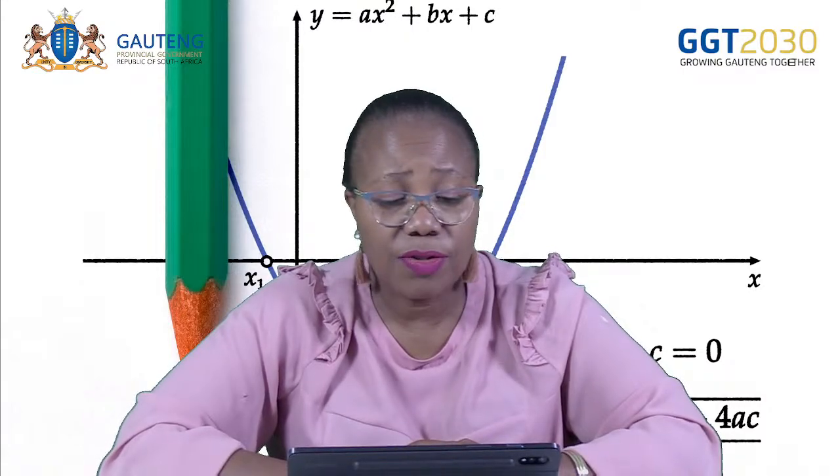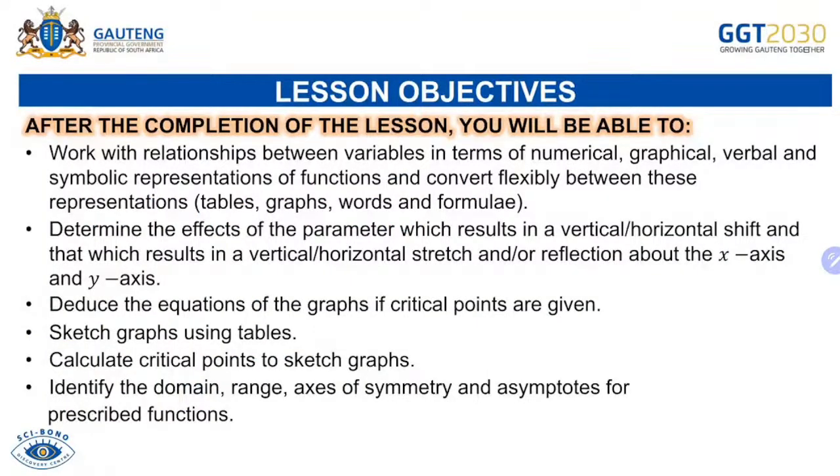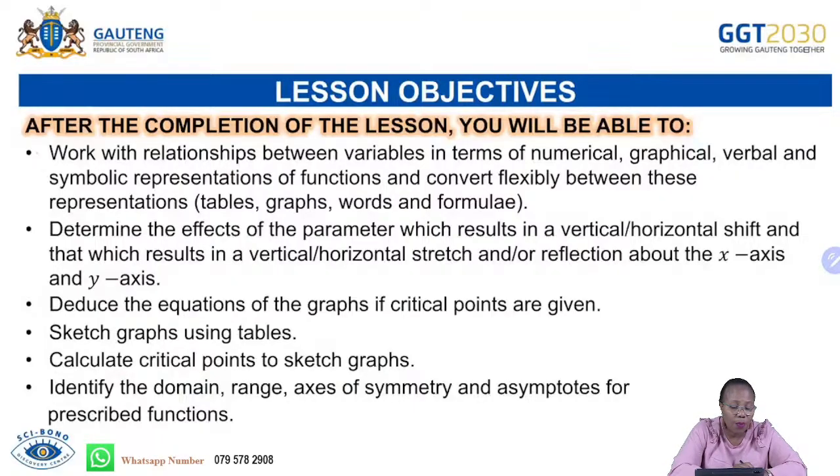Today grade 12 will be looking at the revision on functions and graphs. After the completion of this lesson, you will be able to, number one, work with relationships between variables in terms of numerical, graphical, verbal, and symbolic representation of functions, and to convert flexibly between these representations. That means in terms of tables, graphs, words, and formulae.